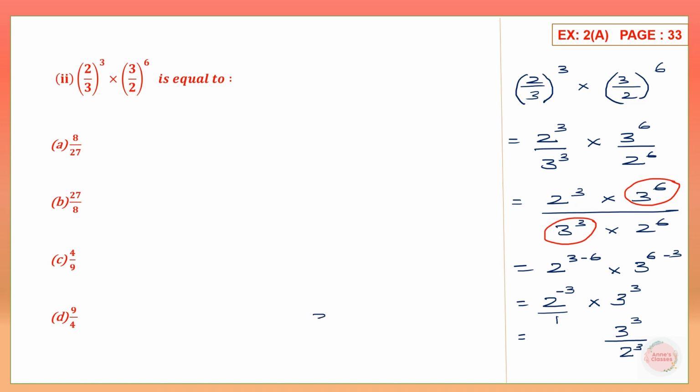How much is that? 3 into 3 into 3 is 3 to the power of 3, which is 27, by 2 to the power of 3, which is 2 into 2 into 2. 2 twos are 4, 4 twos are 8. So what do we have here? 27 by 8. So let's look for the answer here. 27 by 8 is option B. So that is our correct answer. Option B is our correct answer.